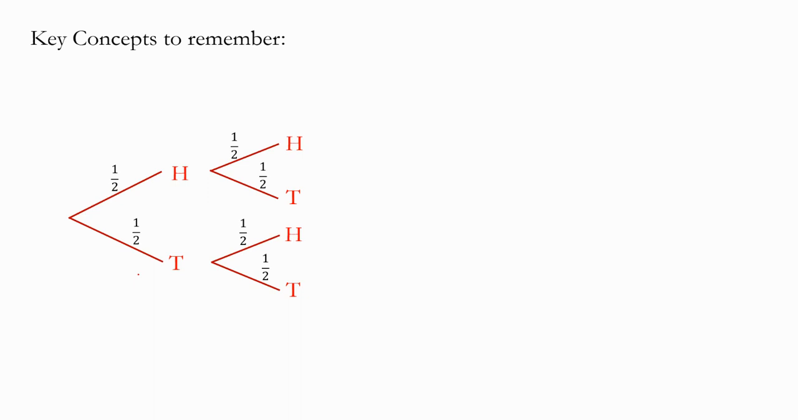So now, if I say, what is the probability of getting heads and heads, or probability of heads and tails, probability of tails and heads, probability of tails and tails? You see that? So now what do we do? We multiply across the branch. So like this one here, probability of heads and heads, we multiply the probabilities here, half times half, which equals 1 over 4.